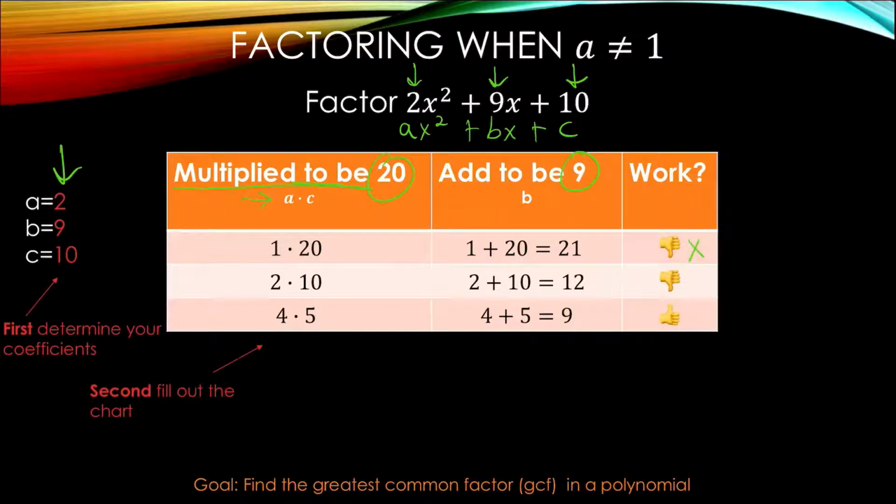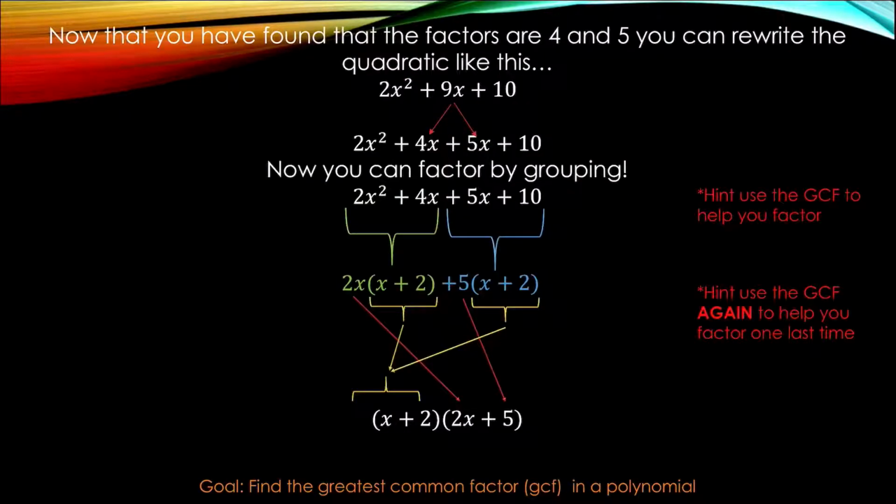That does not work. 2 plus 10 is 12. That doesn't work. And 4 plus 5 is 9. That definitely works. So 4 and 5 are going to be our terms, and let's see what happens.